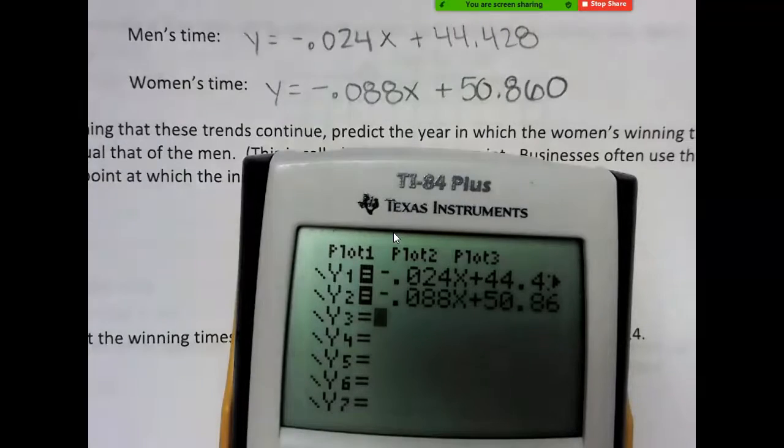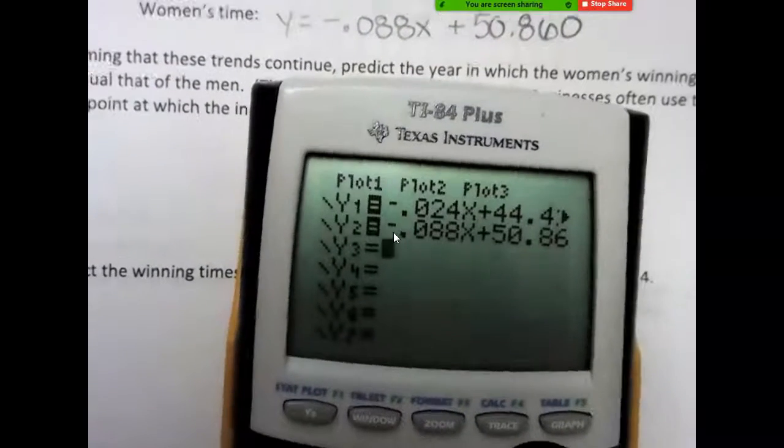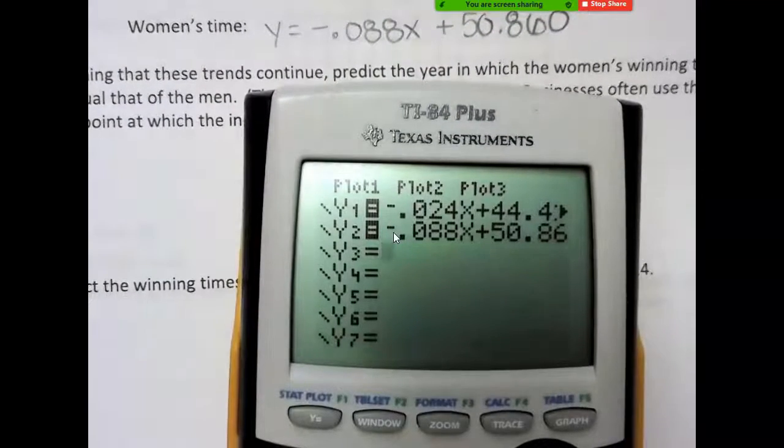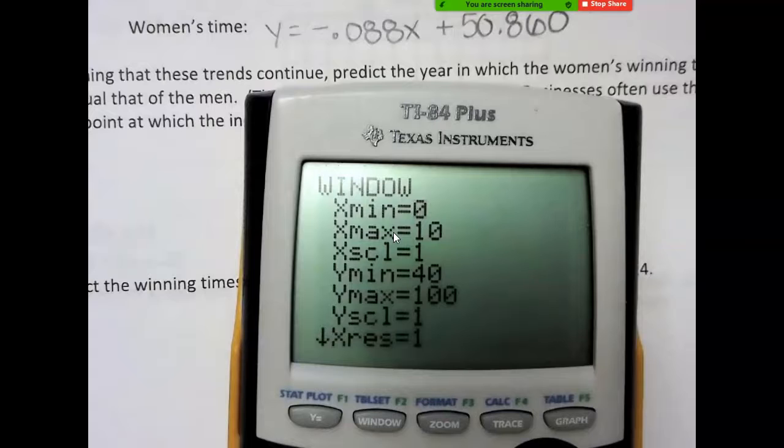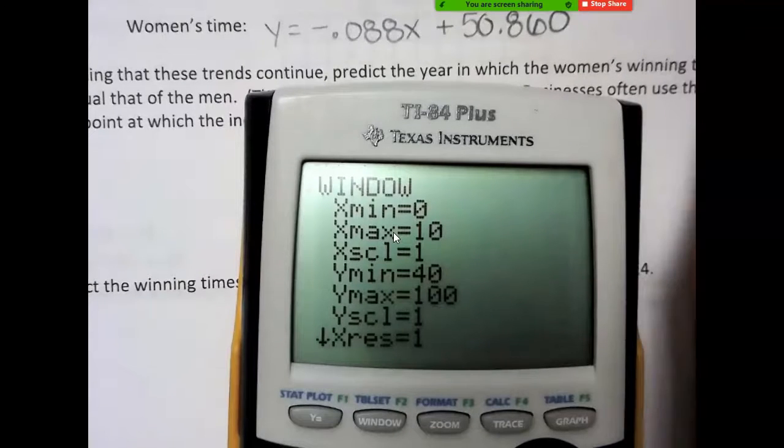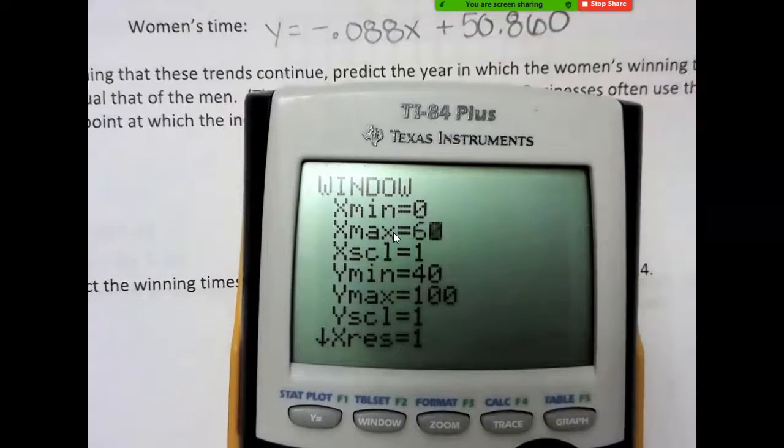Okay? So then that gives you your 2 equations. You've got to go to your window and match your data. So X is years, so it's 0. We ended with 32, so we've got to go beyond that, maybe to like 60. You could go by 4 since that's how often the Olympics occur. Our fastest time to our slowest time are in the 40s and 50s, so I'm going to go 30 to 60.